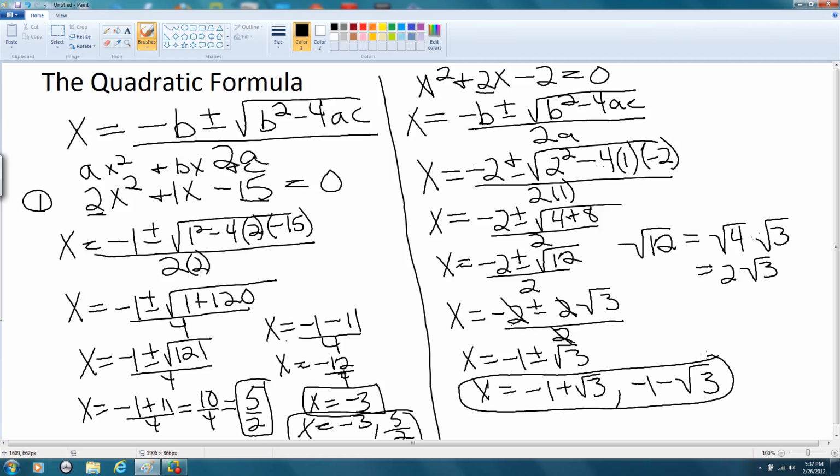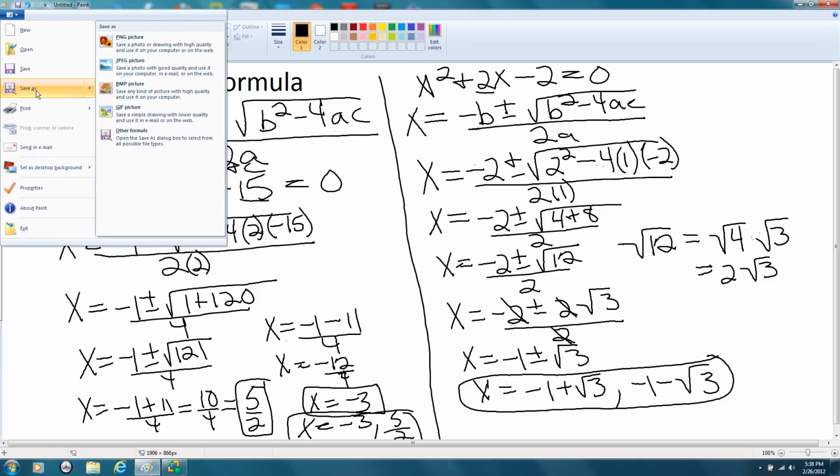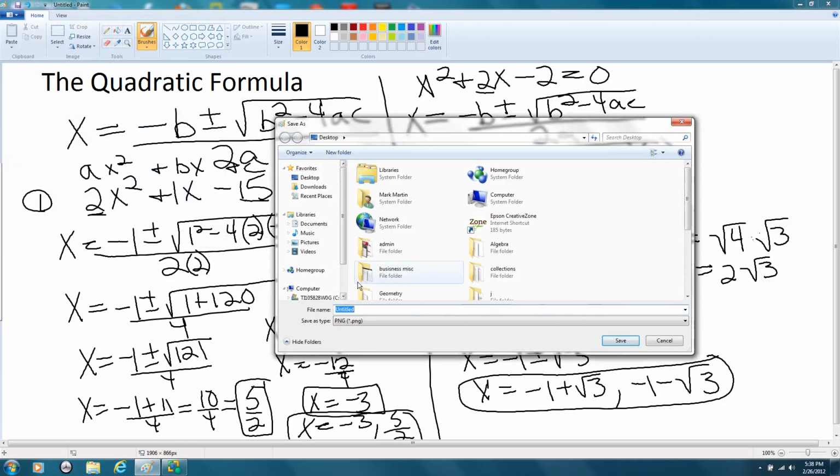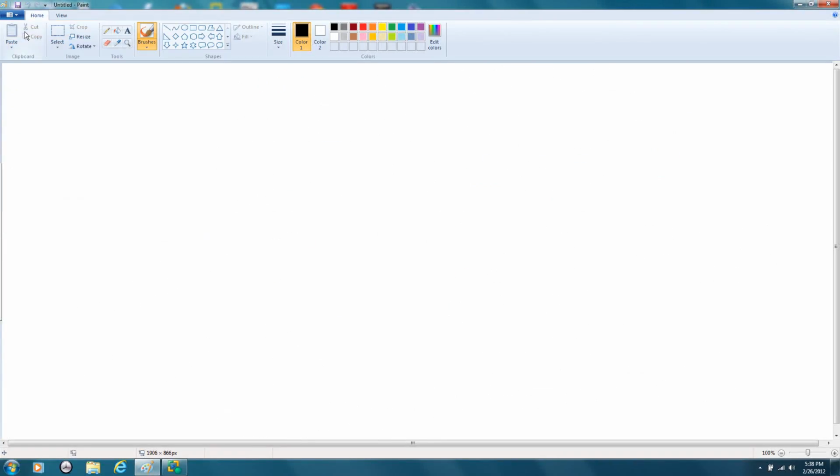And that's all the answer we can get. The square root of 3, we don't need to do anything more with. We could estimate it, but for our purposes here, we're not going to. So I think I'll save that on the desktop for now. And now I'm going to get a new file. I'm going to do 1 or 2 more here.